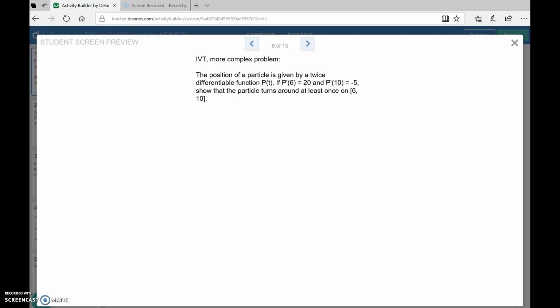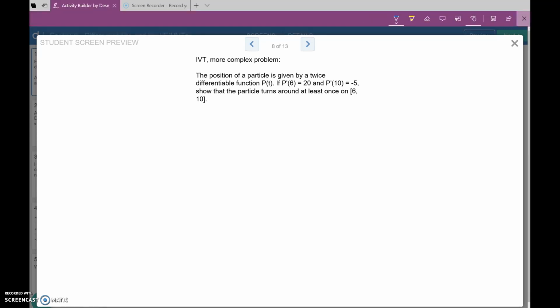Okay. So, we're not given an actual equation for p, and that's fine. We're given enough information here. So, I want to use the intermediate value theorem. So there are a couple things I want to figure out here.